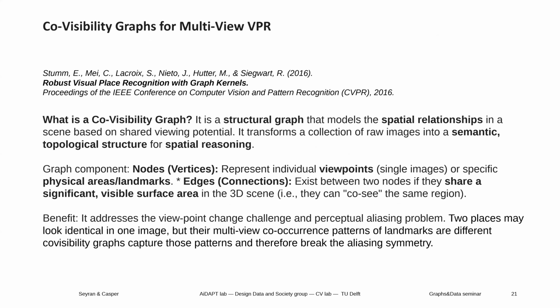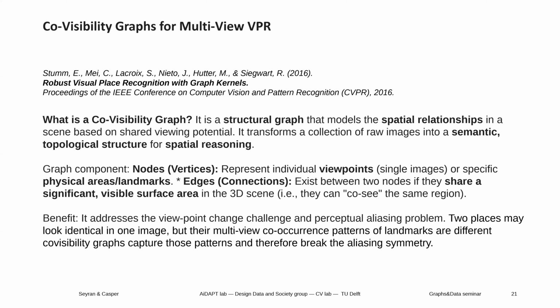Another one which is also very popular, and there are many works on it, but I chose this one because I think it was the first that introduced the co-visibility graph for multi-view VPR. It is also based on a graph. So instead of the Amsterdam galleries, where random images are placed on a map, this time you create a graph of the database, and together with the images, the matching is done.